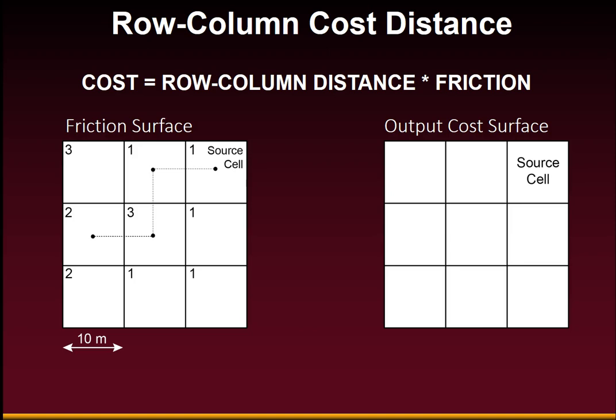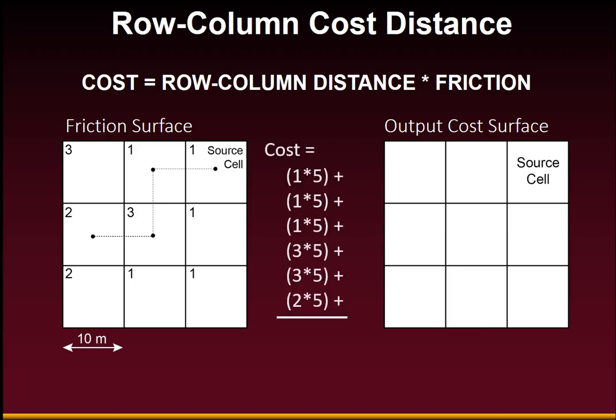And what we do is we add up all of those values to get the total cost that it takes to travel from the source cell to the destination. In this case, our cost is simply all of those values that we added up. So 1 times 5 plus 1 times 5, and so on and so forth. And if we add up all of those numbers, the total cost it took us to get to that destination cell was 55. So in our output cost surface, the new value for this cell is 55, because that is the cost it takes to travel to that cell from the source cell.